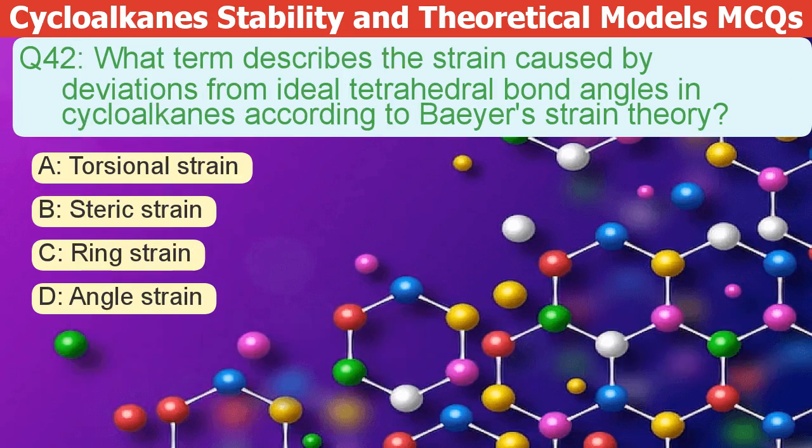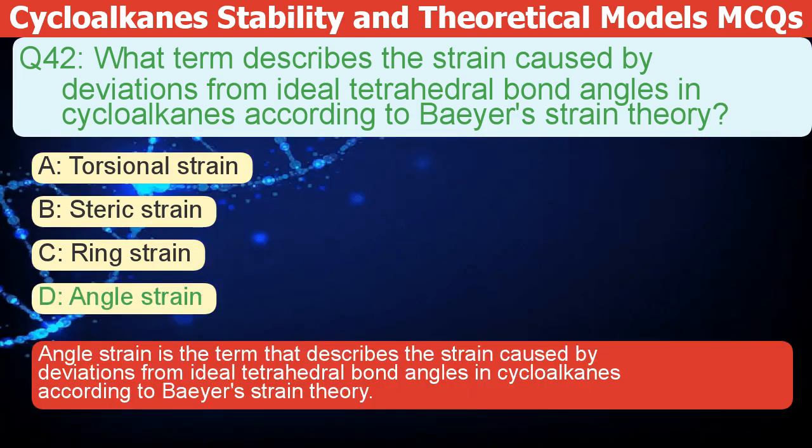What term describes the strain caused by deviations from ideal tetrahedral bond angles in cycloalkanes, according to Bayer's strain theory? A. Torsional strain. B. Steric strain. C. Ring strain. D. Angle strain. The correct answer is D. Angle strain is the term describing strain from deviations in ideal tetrahedral bond angles in cycloalkanes, according to Bayer's strain theory.